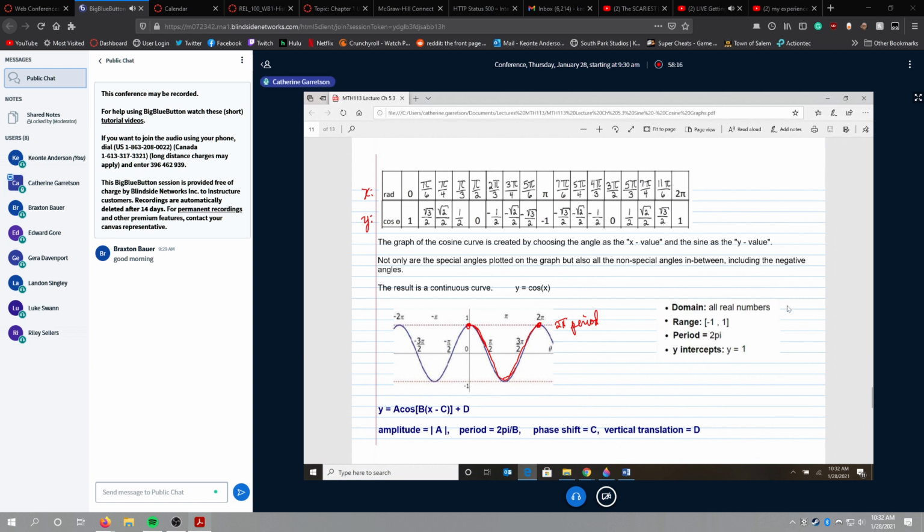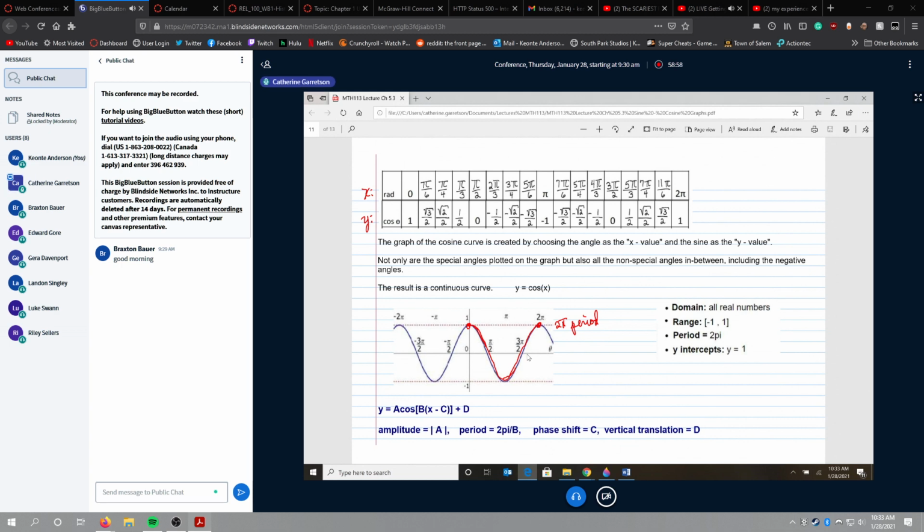And so the domain is all real numbers. The range is -1 to +1. The standard period is 2 pi. The y-intercept is different: it crosses the y-axis at the point where y is 1. And the x-intercepts are different. Notice it crosses the x-axis at those half numbers, like at pi over 2, 3 pi over 2, which are numbers like 0.5, 1.5, 2.5, 3.5, 4.5. It's crossing at the halfway points.